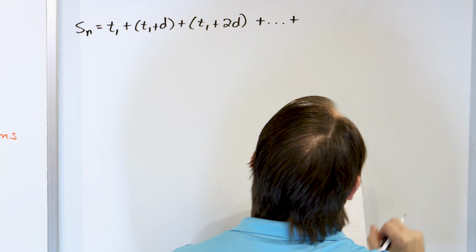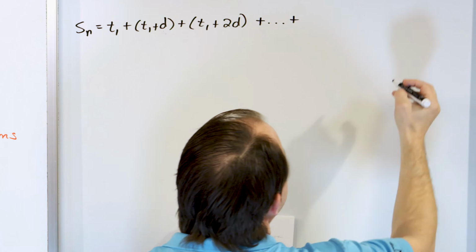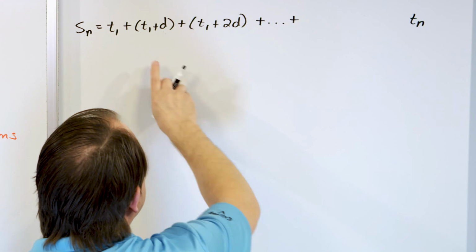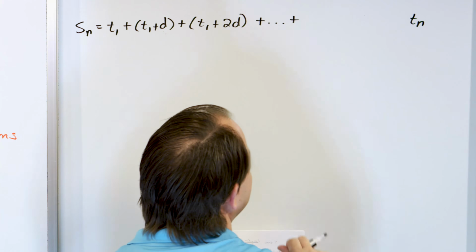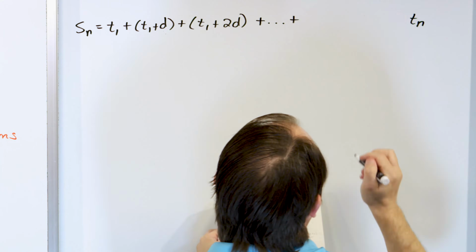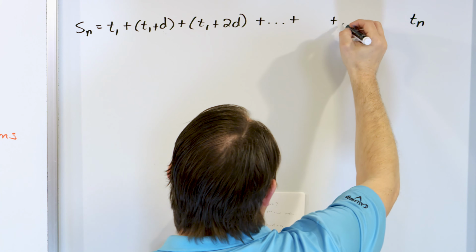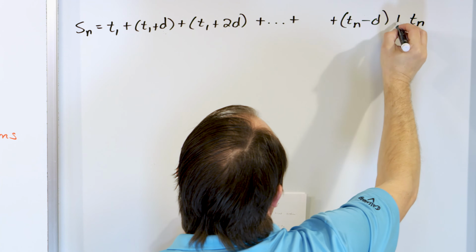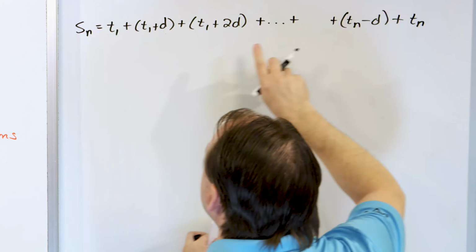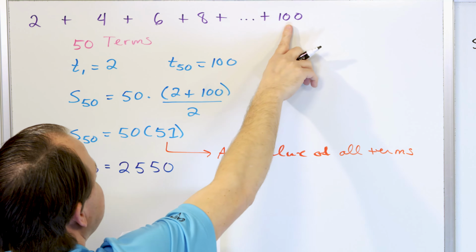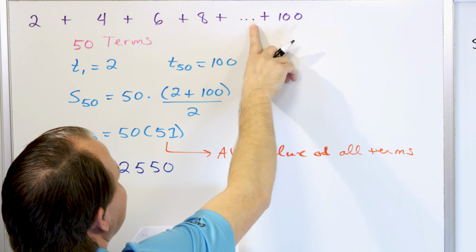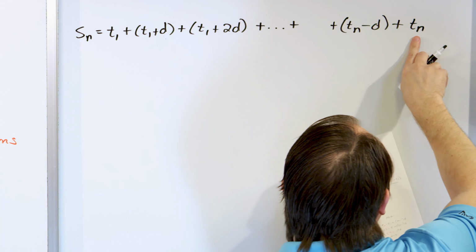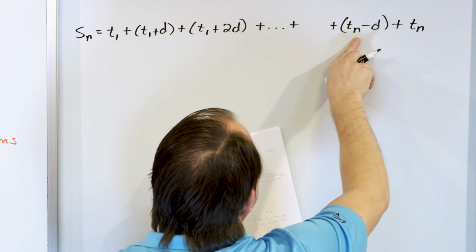Okay? The very last term of the series is going to be t sub n. That's the very last term. The first term is t1. The very last term is tn. What term comes right before t sub n? Well, it's going to be t sub n minus d. Right? Think about it. If you go back to our numbers, if the last term was 100, then the term right before it is 100 minus 2, which is 98. So all I'm saying is the last term is t sub n, and the one right before it is t sub n minus d.